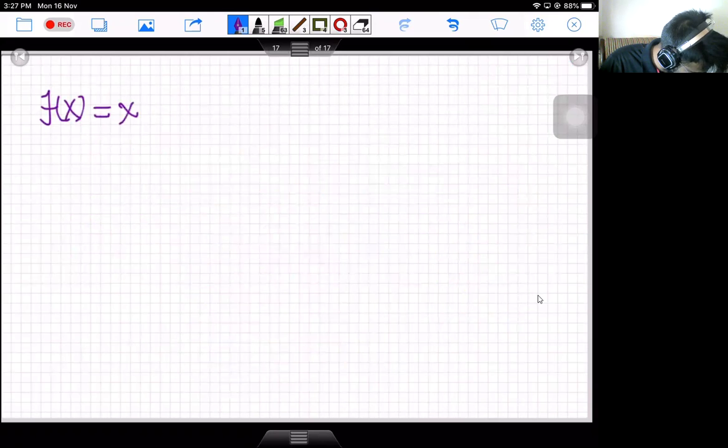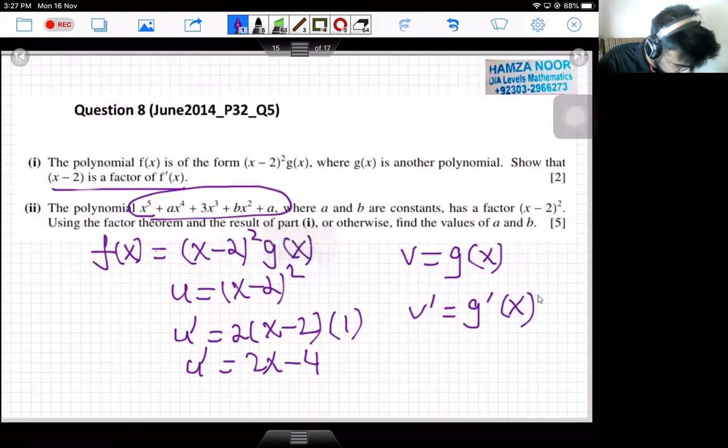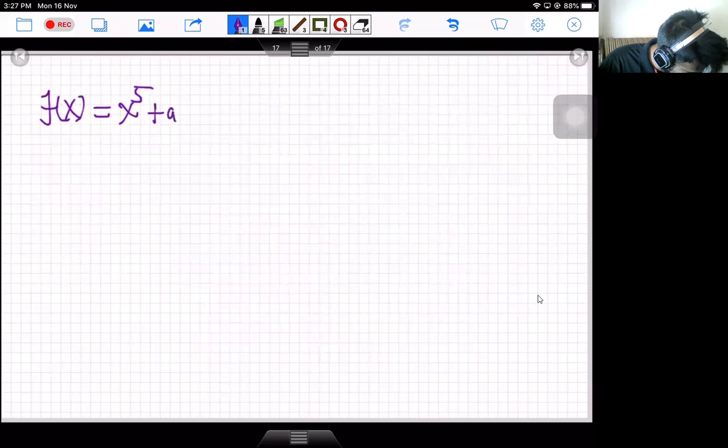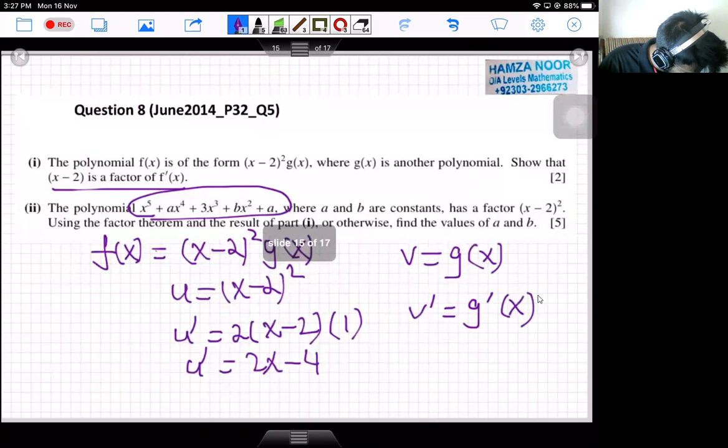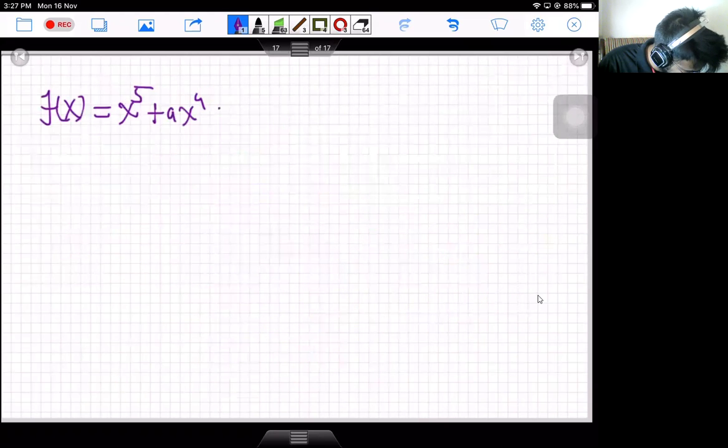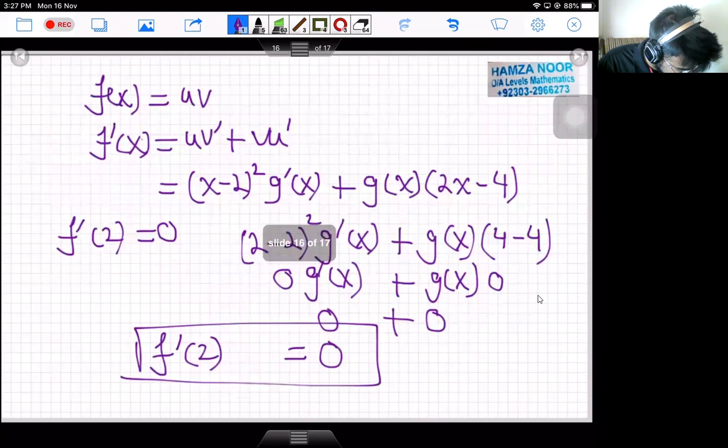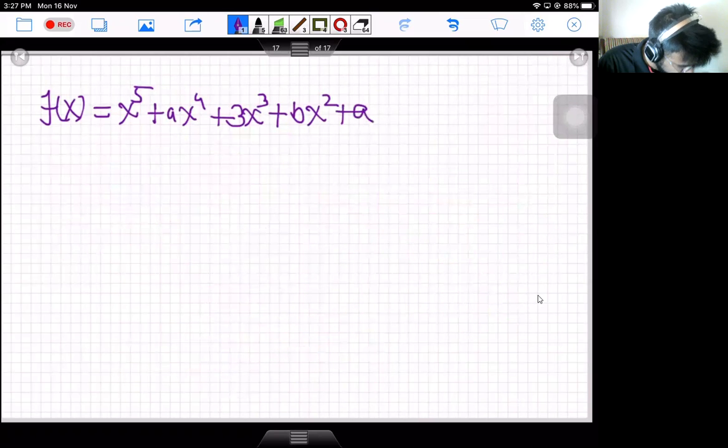f(x) is equal to x raised to the power 5 plus ax raised to the power 4 plus 3x cube plus bx square plus a. All right. So what is f dash x?